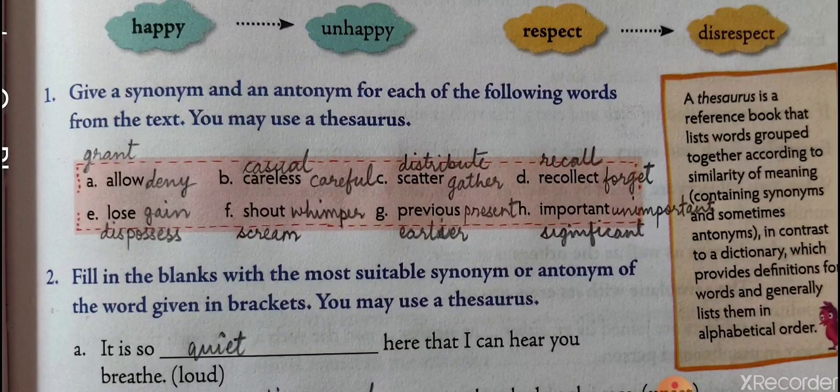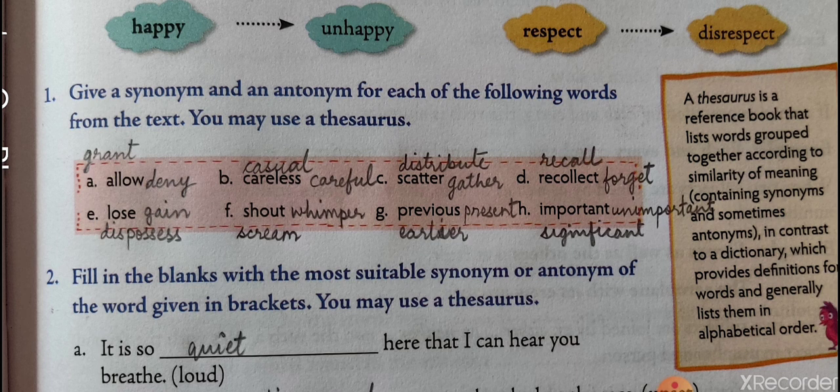So first I would like to tell you that synonym is the word which has the same meaning. Alright. And antonym is the word which has a opposite meaning. They are asking to use a thesaurus. So thesaurus is actually a dictionary kind of thing, but instead of giving the meaning, it gives you different words that you can use on its place. So first one is allow. So the synonym, the word with the same meaning of allow is grant, which I have written above allow, and the opposite is deny.